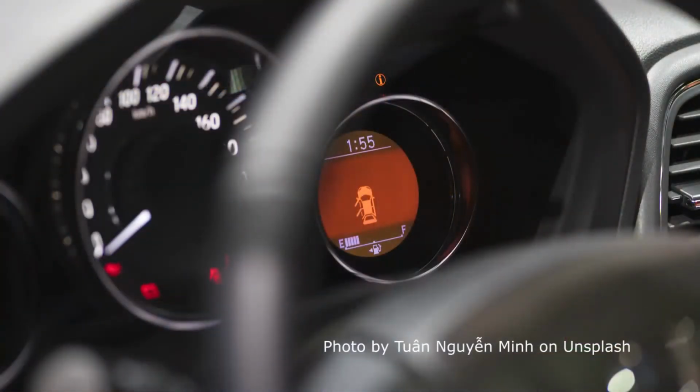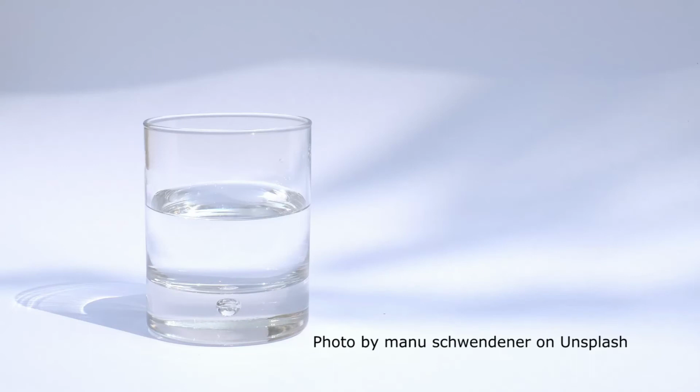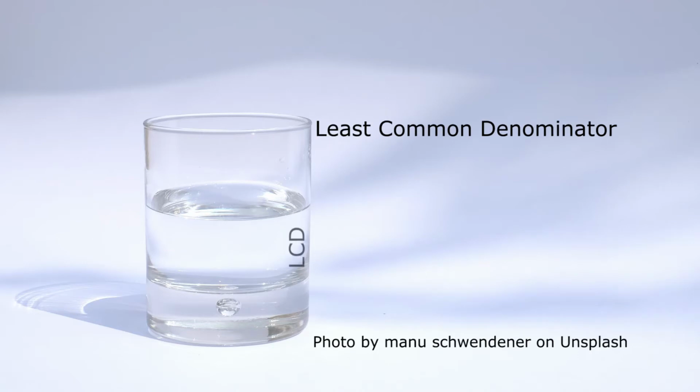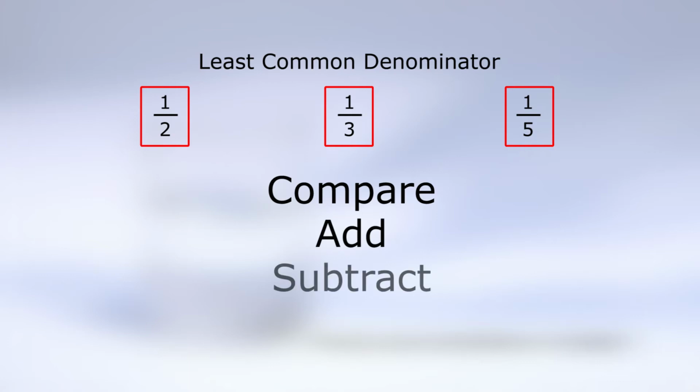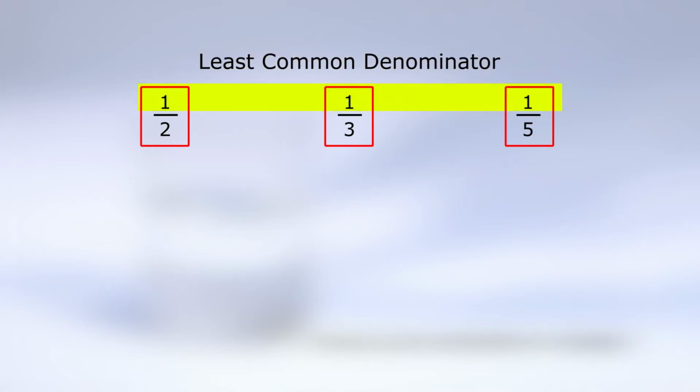Discuss the most important concept in fractions. When we work with many fraction problems, we need to learn about least common denominator, also known as LCD. Let us work with half, a third, and a fifth in our next example. In order to compare, add, or subtract these three fractions, we need to figure out their least common denominator.